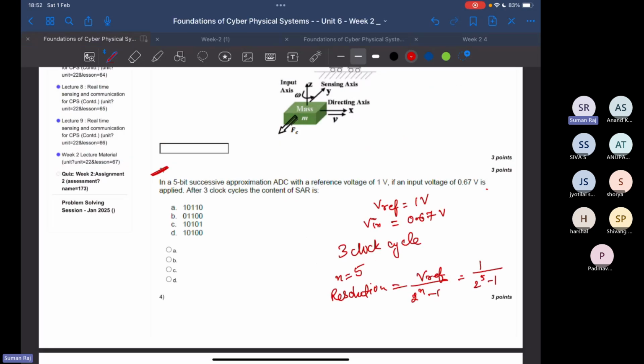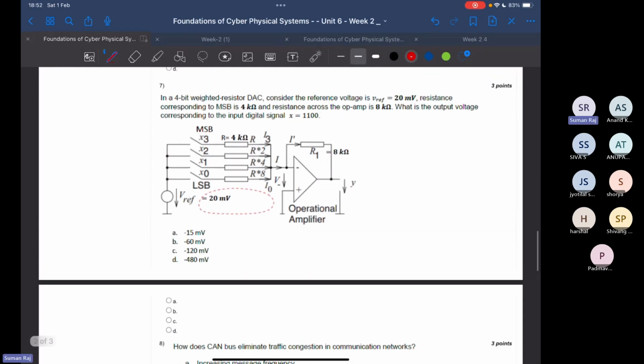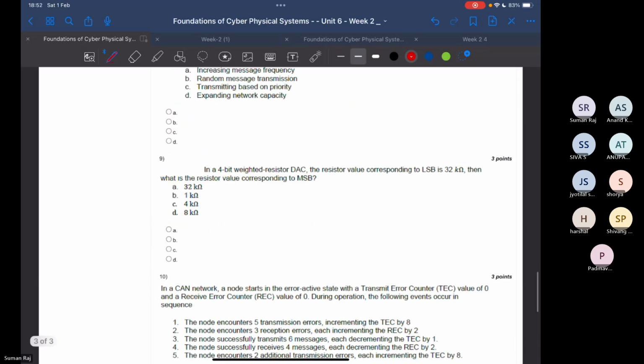So I think over here also in this assignment, question number 9. Okay, so this is opposite. You are given LSB, which is 2 to the power n minus 1 into R, and you have to calculate MSB. So basically you have to find out R because this is equal to 32 kilo ohm. All right, so I think you should be able to get it. And you also know the value of N, which is 4.